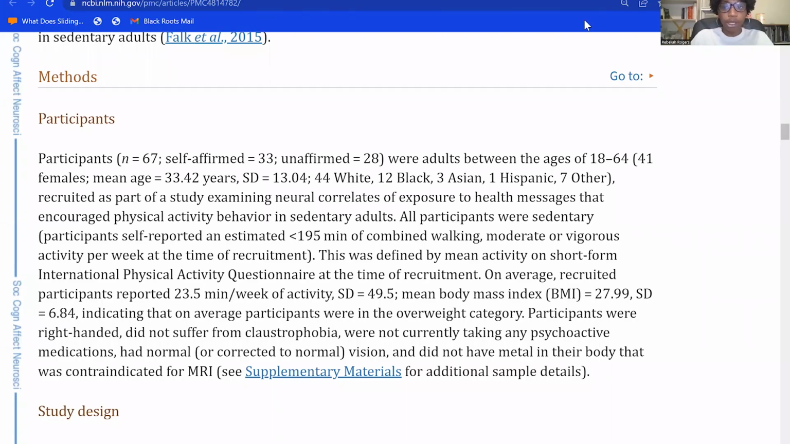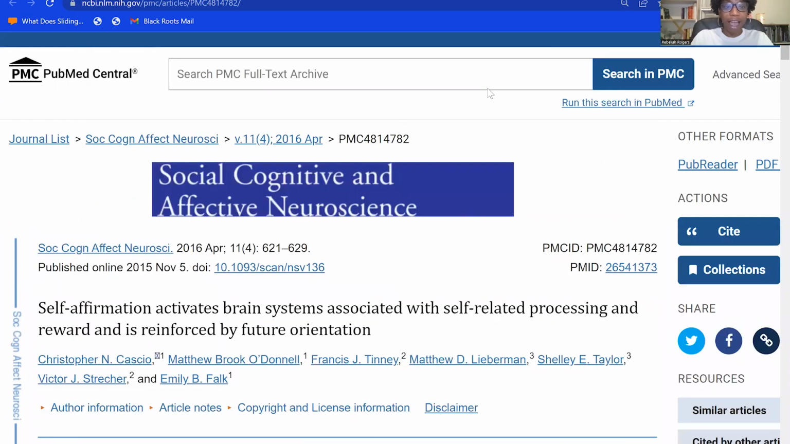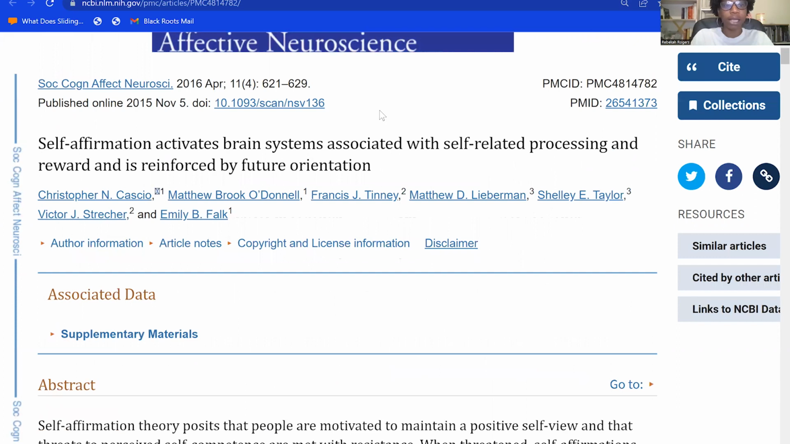This video will demonstrate how to analyze the method sections of a journal article. The article that we will be analyzing is called Self-Affirmation Activates Brain Systems Associated with Self-Related Processing and Reward and is Reinforced by Future Orientation. You can find the article linked in the description below.